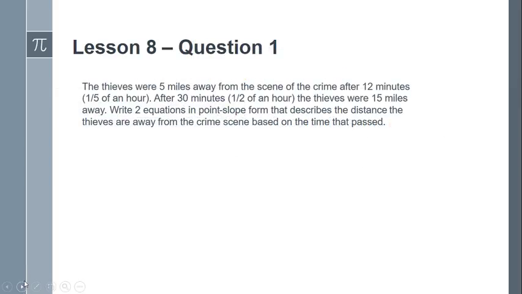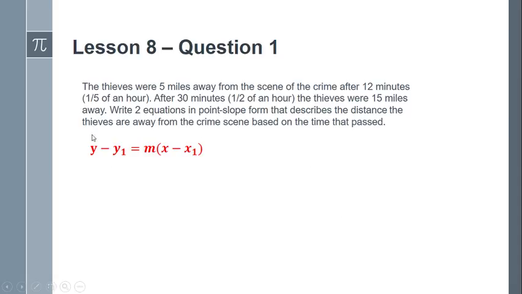Alright, so question 1. The thieves were 5 miles away from the scene of the crime after 12 minutes, which is a fifth of an hour. After 30 minutes, or a half an hour, the thieves were 15 miles away. Write two equations in point-slope form that describe the distance the thieves are away from the crime scene based on the time that passed. Alright, so what is point-slope form?